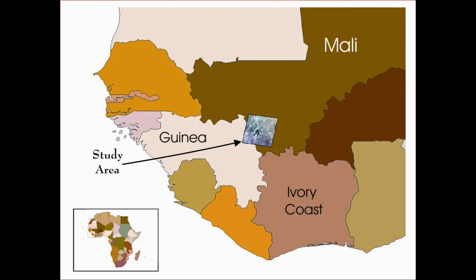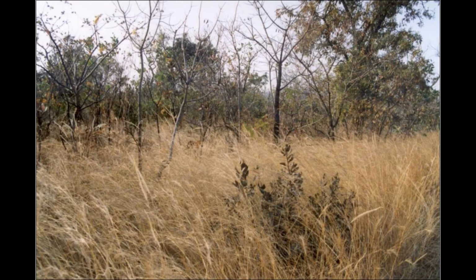Yeah, this is my study area in Mali, in the southwest corner of Mali, located in West Africa, which is a savanna region of the world. And let's take a look at that. This is what a savanna landscape looks like. It's a mixture of grasses and trees by definition.